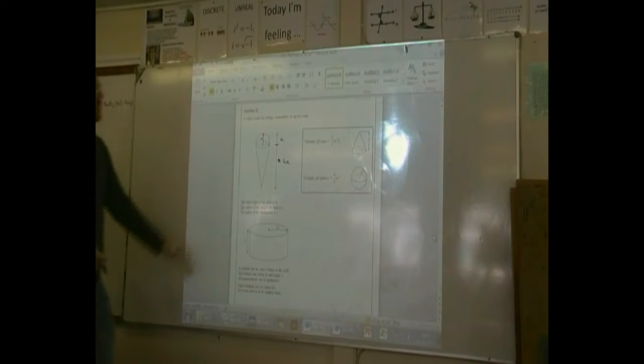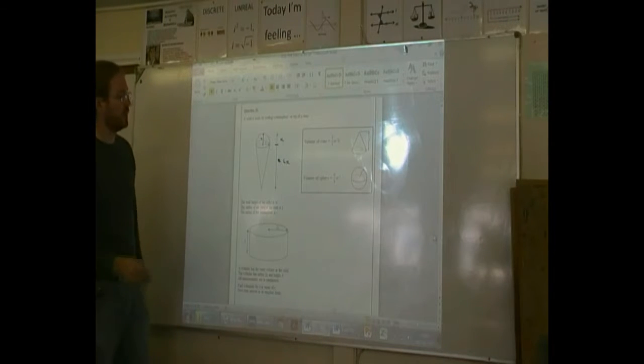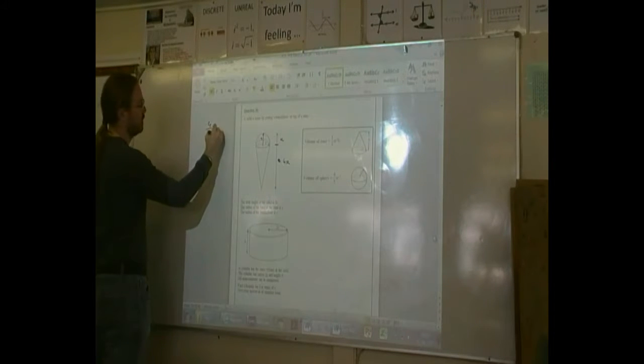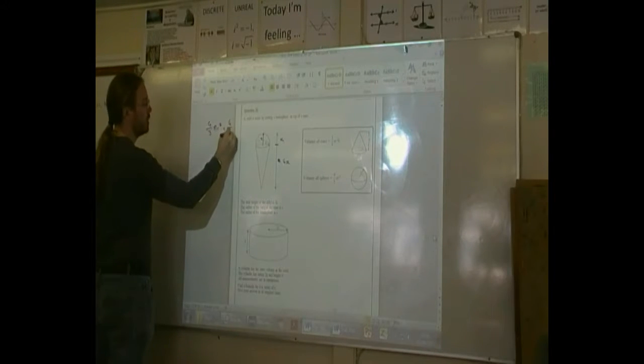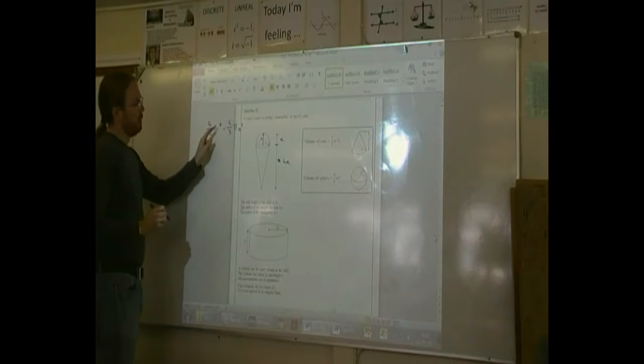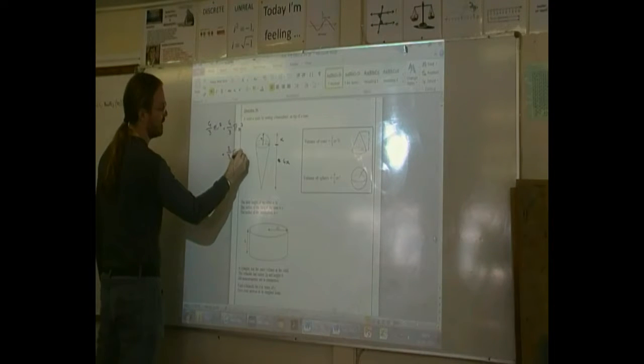We can then work out, using our formulas, what the volume of the sphere is and what the volume of the cone is. So the volume of the sphere is 4/3 pi r cubed, and the radius is x. So it'll be 4/3 pi x cubed. But remember, that's only a hemisphere, so it's half that big. So half of that is going to be 2/3 pi x cubed.